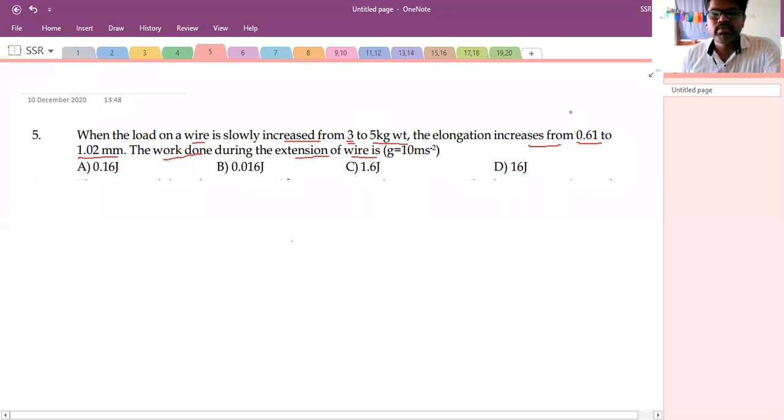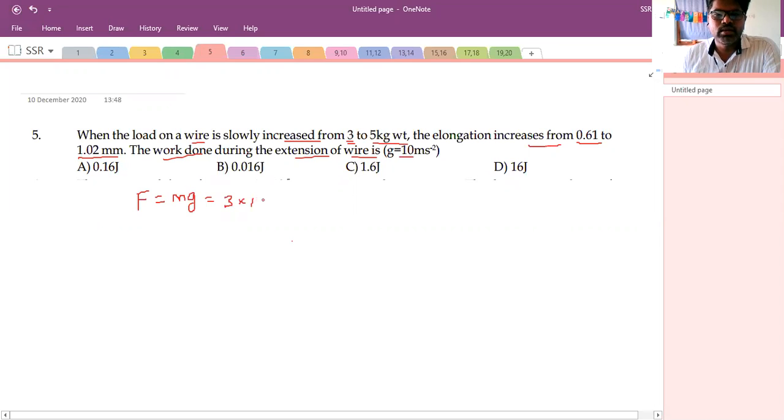That means extension from 0.61 to 1.02. In that case, what is the work done value? So first, what is given? The load on a wire slowly increases from 3 kg weight to 5 kg. Load means applied force, F, here mg. Mg means 3 kg weight, that is 3 times g, where g is approximately 10.